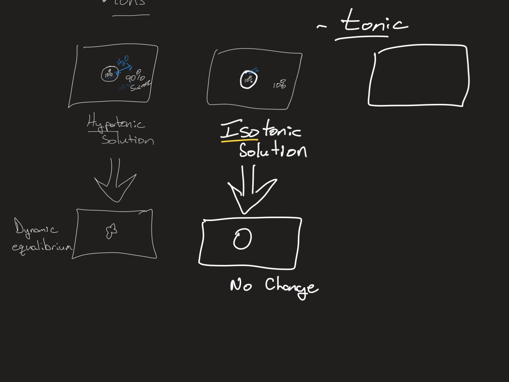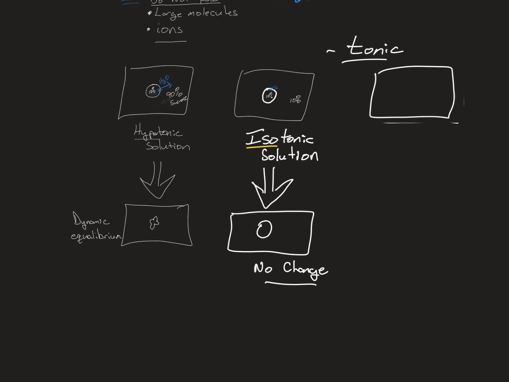So remember, dynamic equilibrium means they're moving in both directions, in and out of the cell. But when you have a change in shape, it's because the net movement, there's more movement in one direction than the other. If the net movement's out of the cell, then the cell shrinks. Right? Make sense? All right.